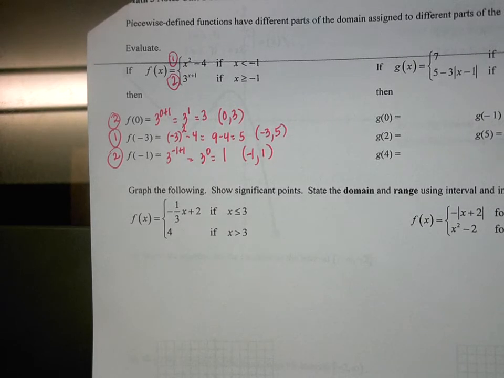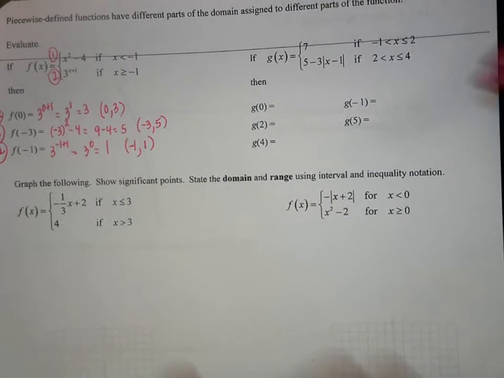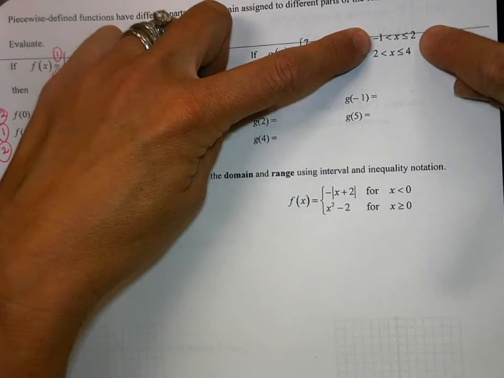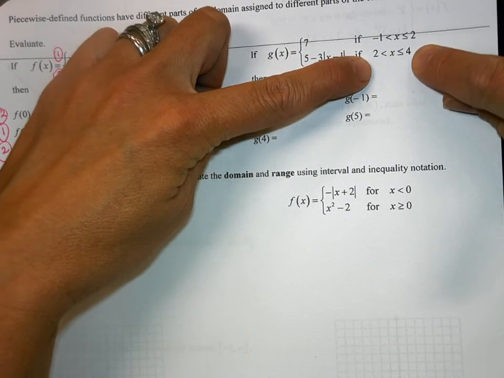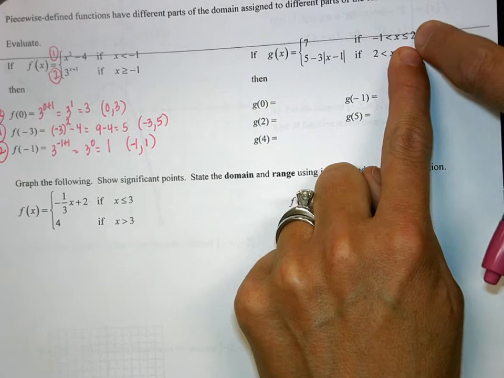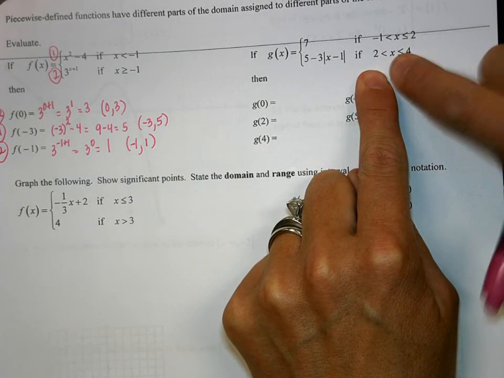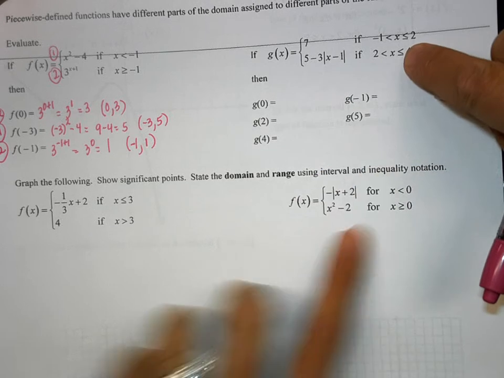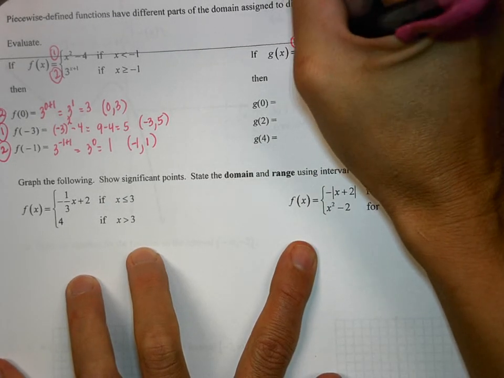All right, are we ready for the next one? So this one has different restrictions. Remember that when it's written like this, it means all values between -1 and 2. And this is saying all values between 2 and 4. Also notice that this one has the equal sign with the 2, and this one does not have the equal sign with the 2. So pay attention to where the equal signs are. Again, we'll label these as equation 1 and equation 2.